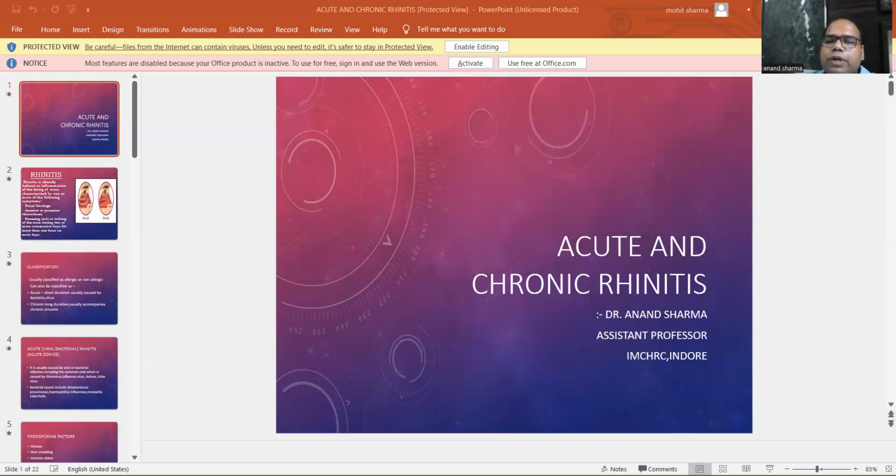On investigation, we will go for X-ray PNS. We may go for CT PNS as we will require it for further treatment, but initially we will go for X-ray PNS. Now the treatment will be correction of the predisposing factor. We will give antibiotics, saline wash, topical steroid, and decongestant, and the decongestant will be systemic as well as topical.